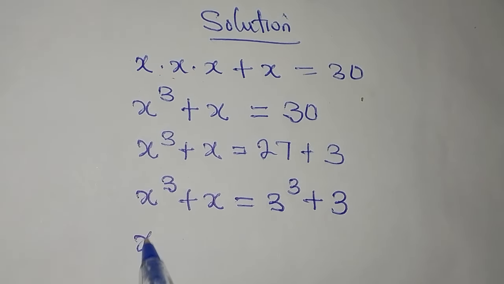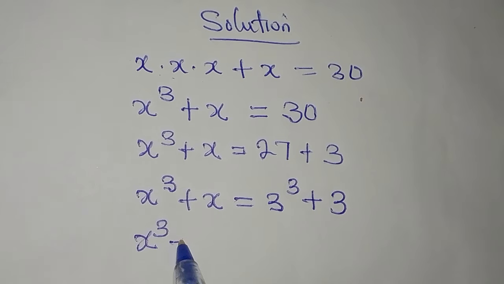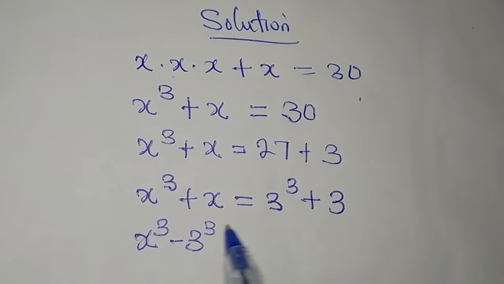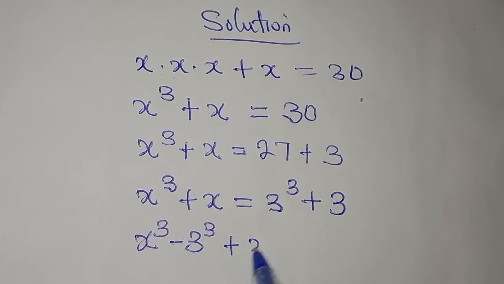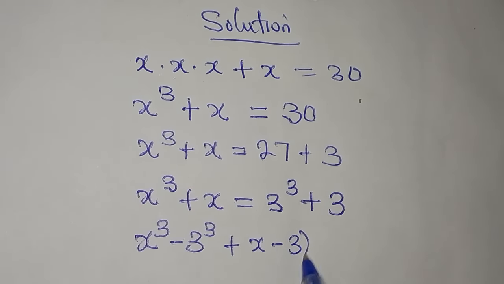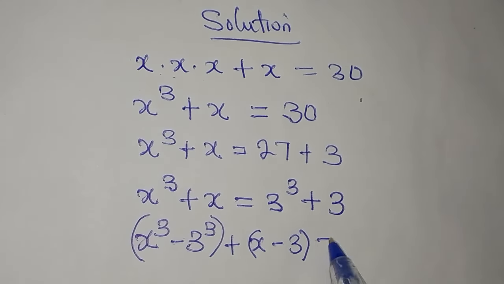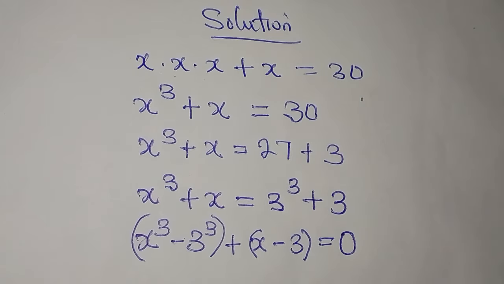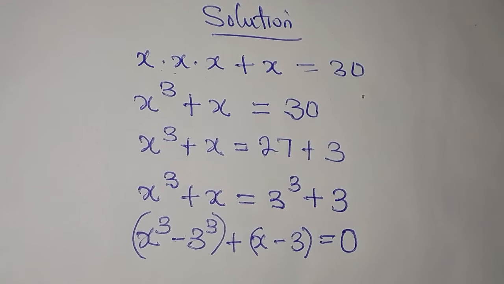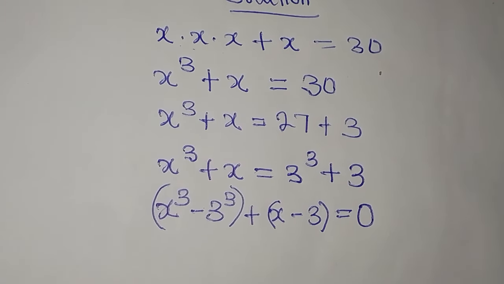So we have x to the power of 3 minus 3 to the power of 3, then we have plus x minus 3. These together, and everything is equal to 0. Now, what do I do from here?